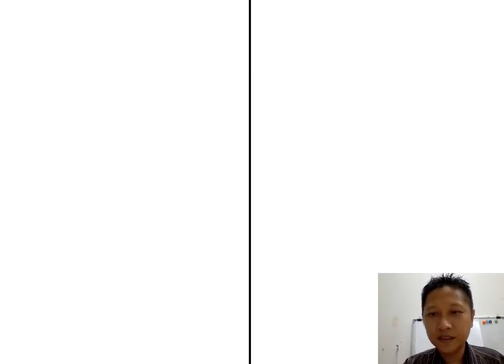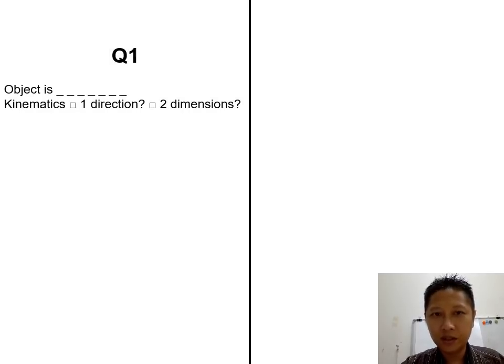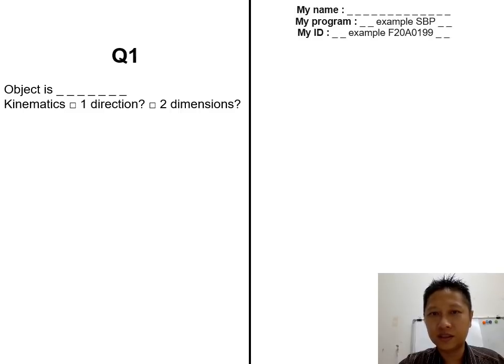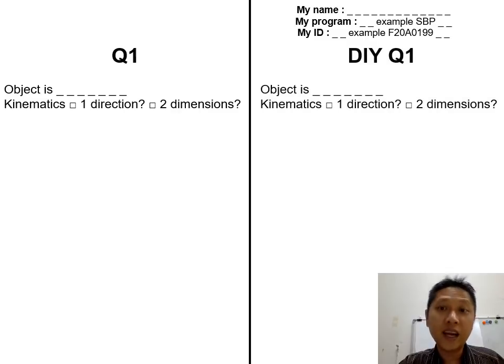The first paper, you're going to have a center line to separate it, and then the left column is Q1, referring to question 1. Come with the statement: object, is it kinematics, one direction or two dimensions? And then you have your name on top, program and student ID, and DIY question number 1.